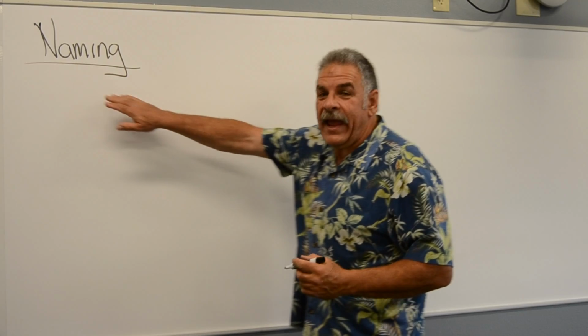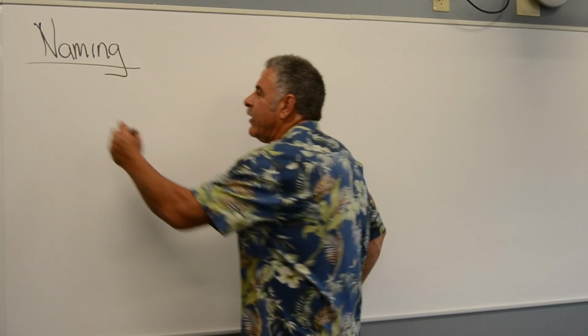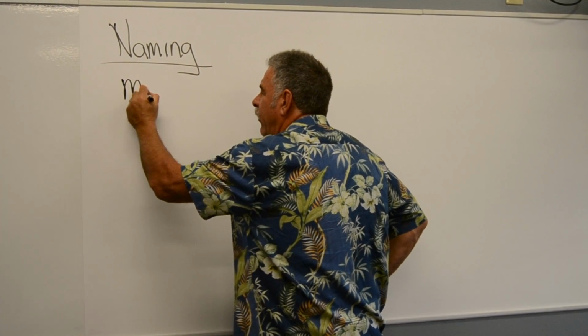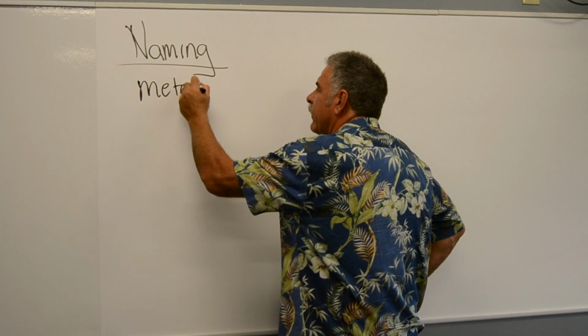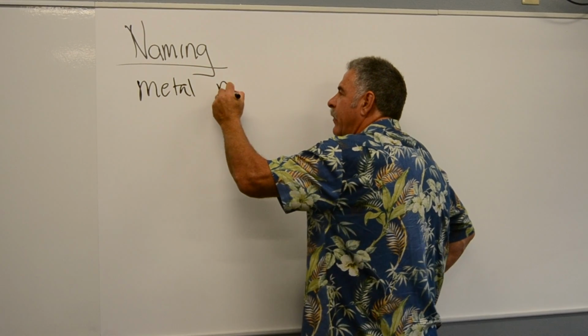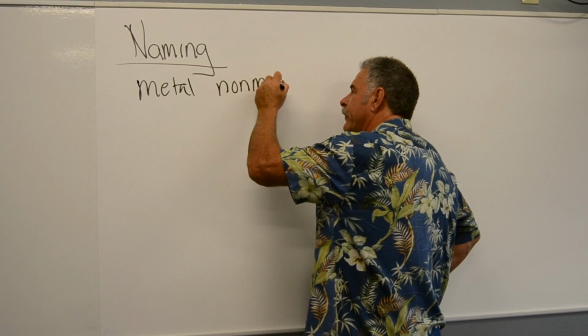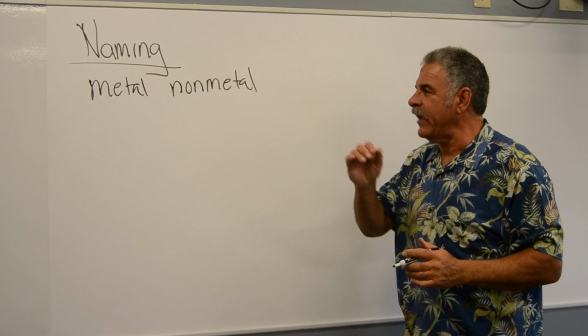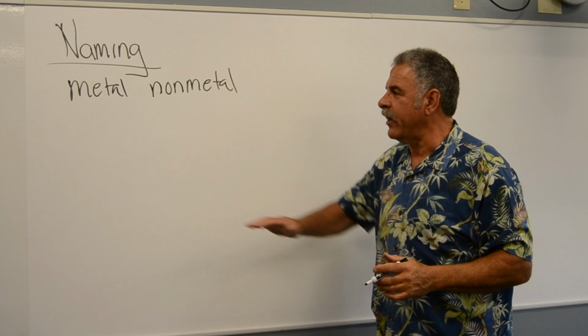Here we go. Naming. Today we're doing naming. There are different types of naming. The first type that we're going to look at is metal and non-metal. The rules are similar, but there's small changes between places on the periodic table.